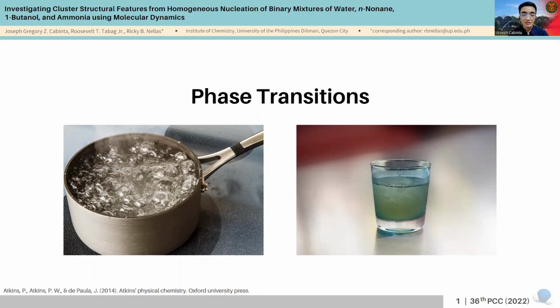Phase transitions are processes that we see every day, such as the boiling of water or the condensation of vapor on the side of your glass. Now, how do phase transitions start? If we zoom in microscopically at gas molecules as they start to condense, what would we see?